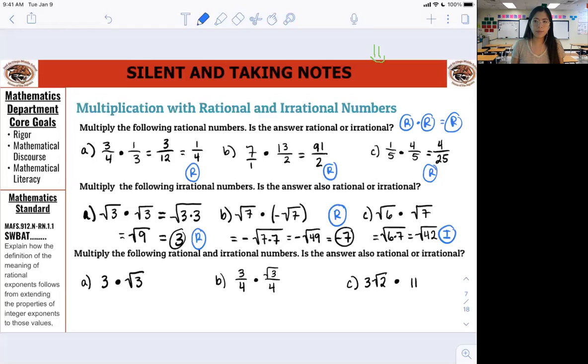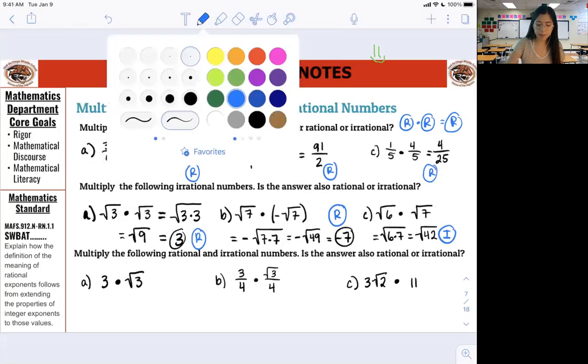Oh, so if they both have the same base number, that means it's going to be irrational, while if they have a different base, that means it's going to be rational. For the most part, yes. Though sometimes you have to be a little careful, because that's not always true.